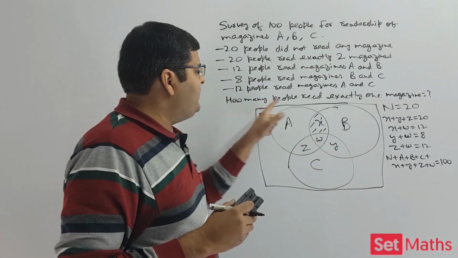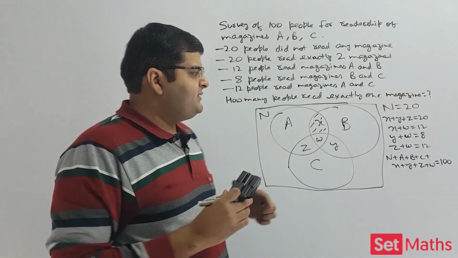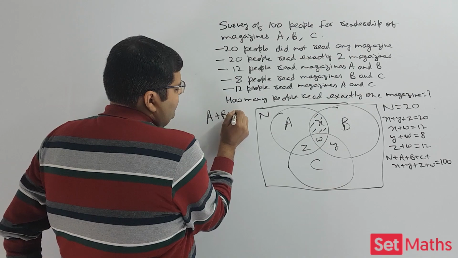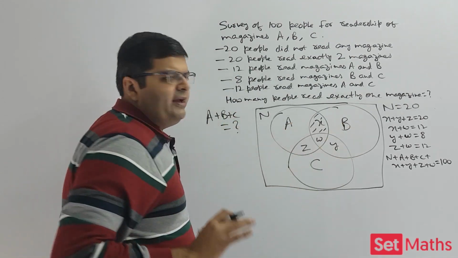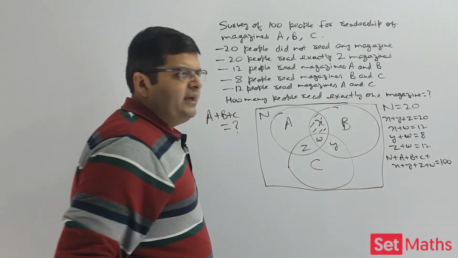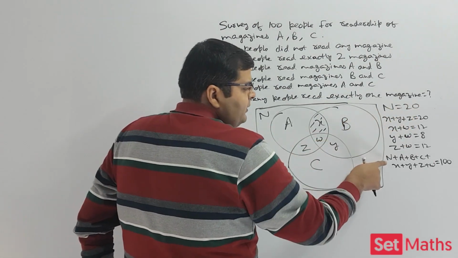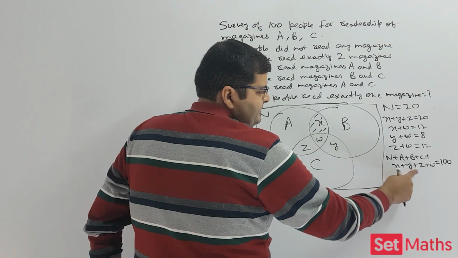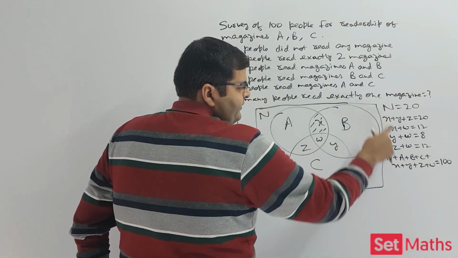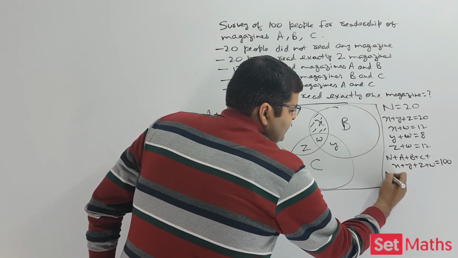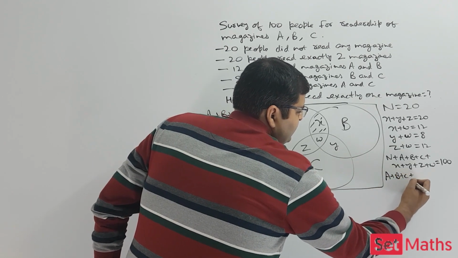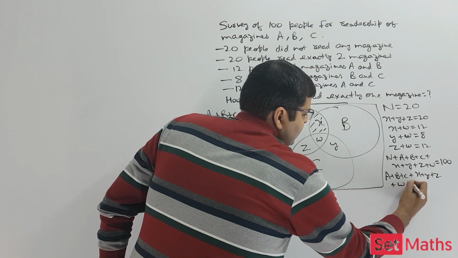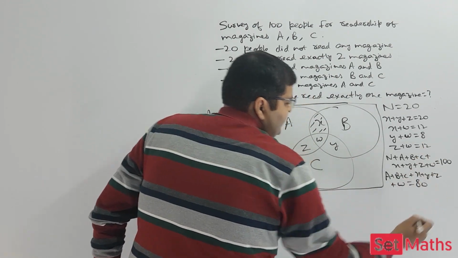The question is how many people read exactly one magazine. The number of people reading exactly one magazine is A plus B plus C, so we need to find the value of A plus B plus C from this equation. If we put N equal to 20, then A plus B plus C plus X plus Y plus Z plus W is 100 minus 20, which is 80.